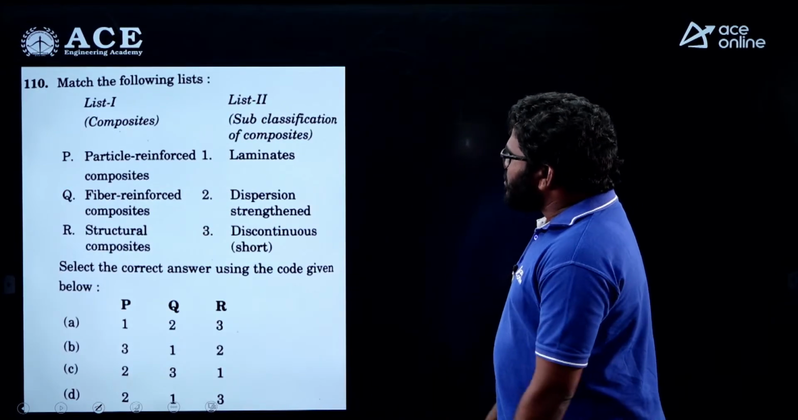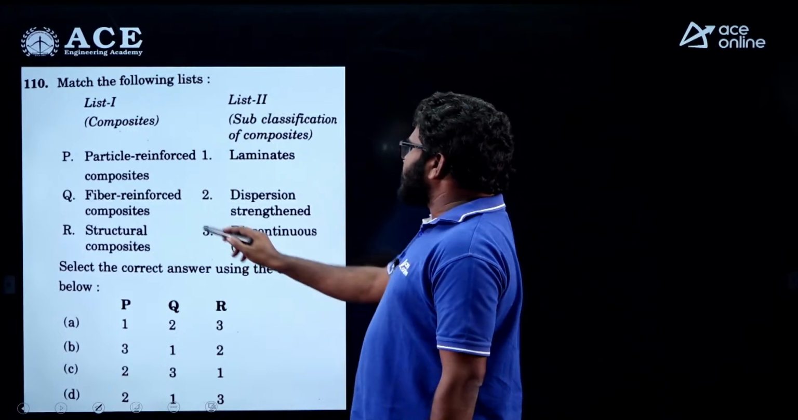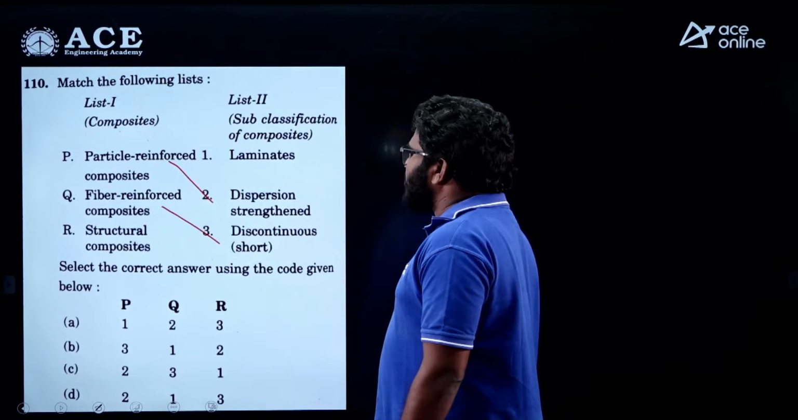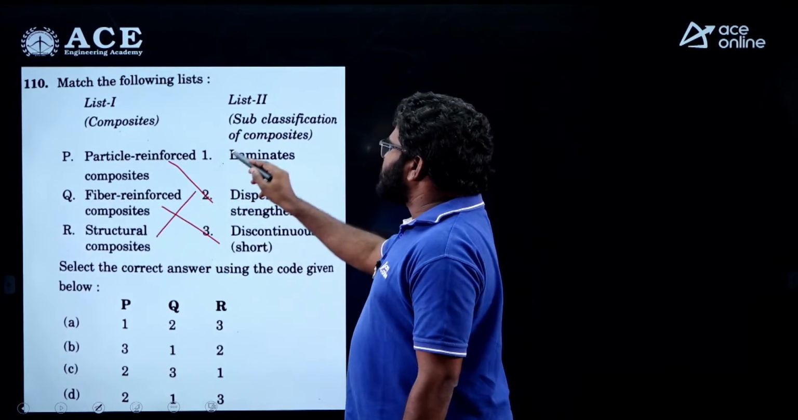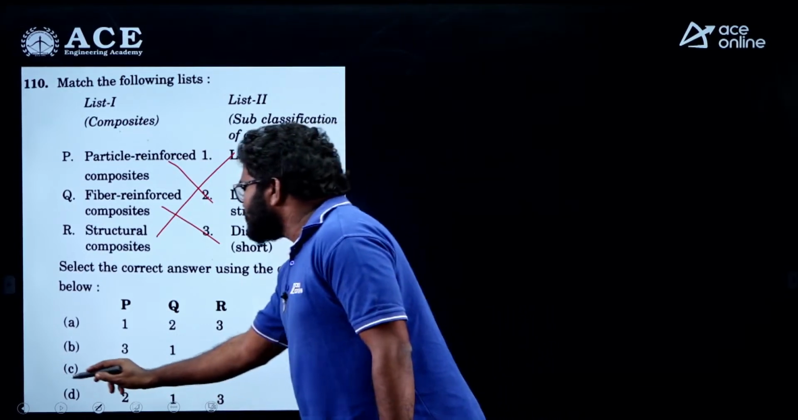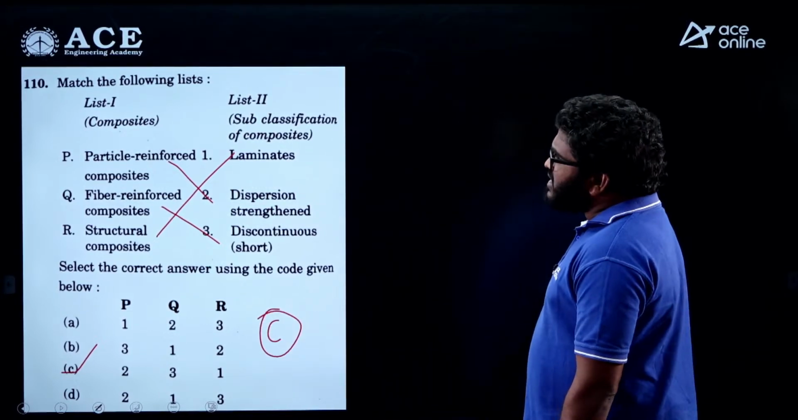Right. So, composite materials: list 1 and list 2 are given. Particle reinforced composite comes under dispersion, fiber reinforced composite comes under discontinuous, and structural composite comes under laminate. So 2, 3, 1 is the correct answer. So C is the correct answer for this question. Here C is the answer.